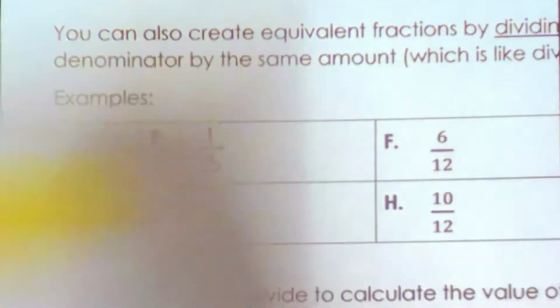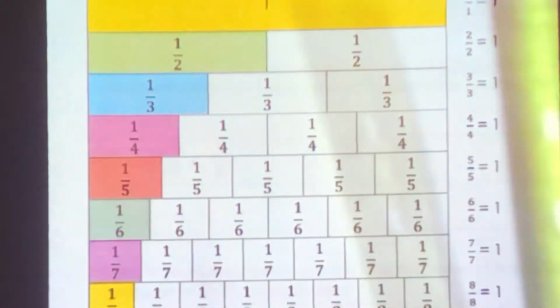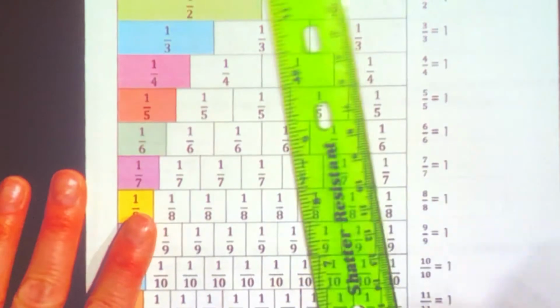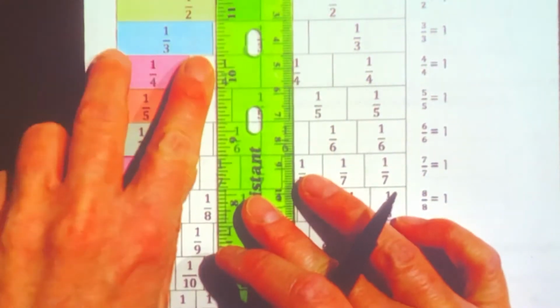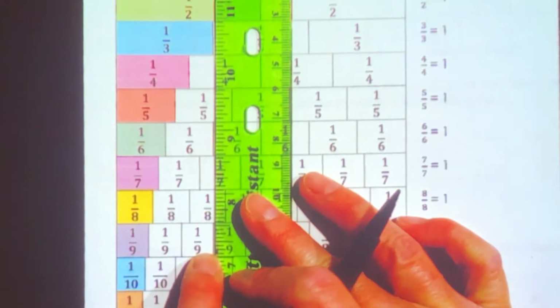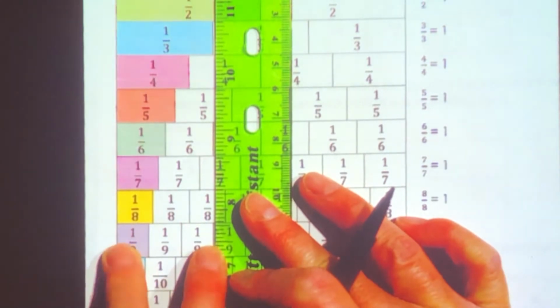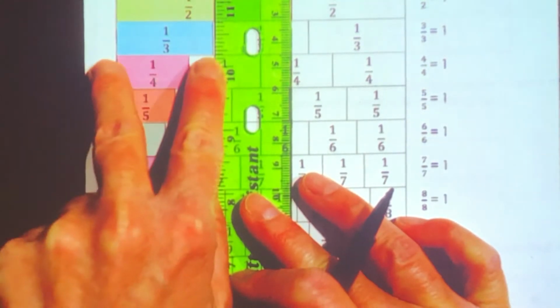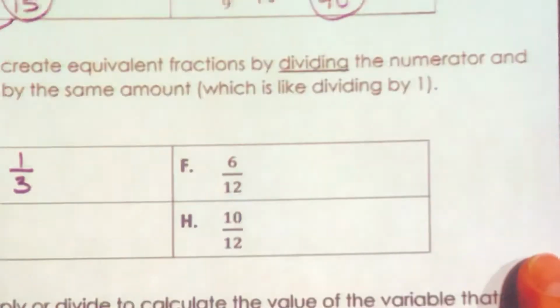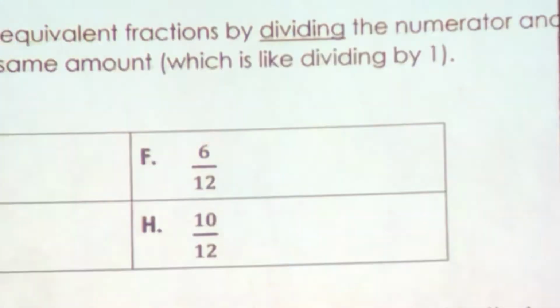And if we look at our chart, I'm going to zoom out again a little bit. Hopefully I'm not making you dizzy. Sometimes I make myself a little bit dizzy. Here's 1/3. When I follow it down, here's the 9ths. 3/9 takes up the same amount of space as 1/3. So there's proof that it works. I'm not just making this up, I promise.